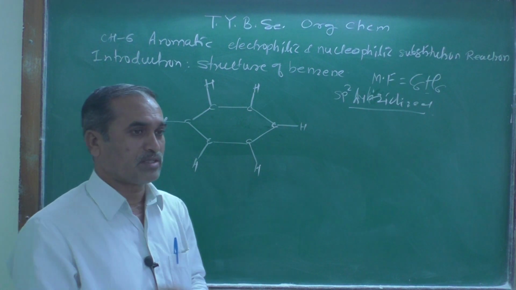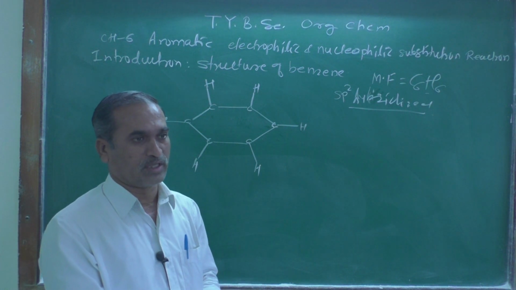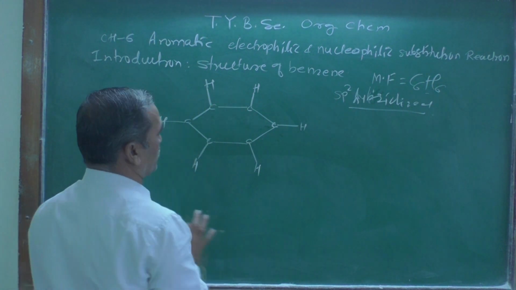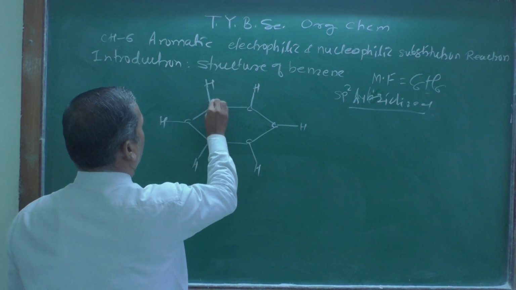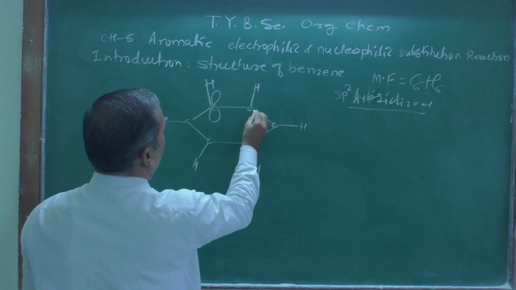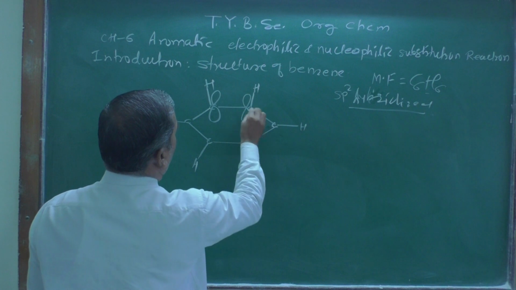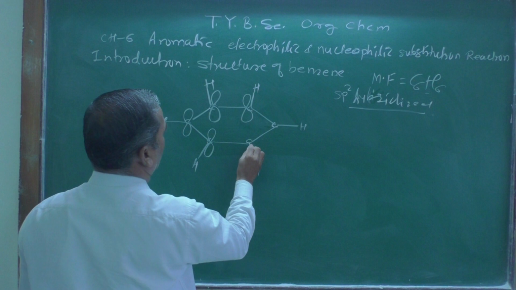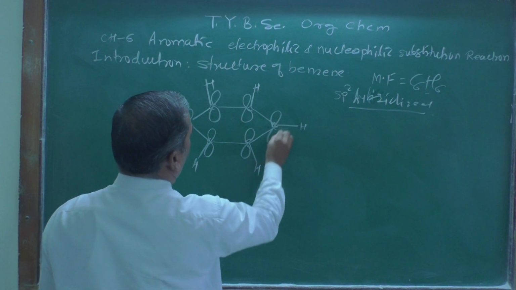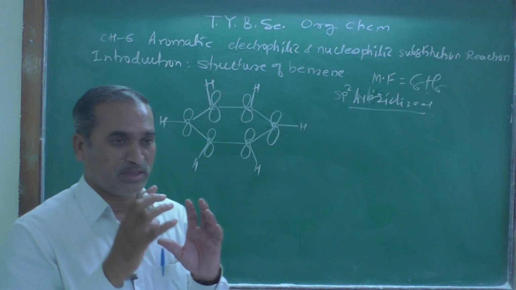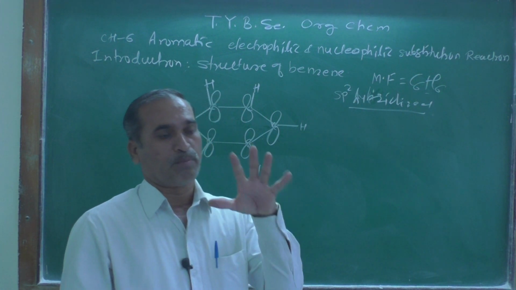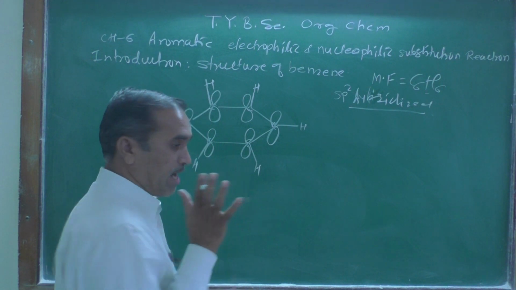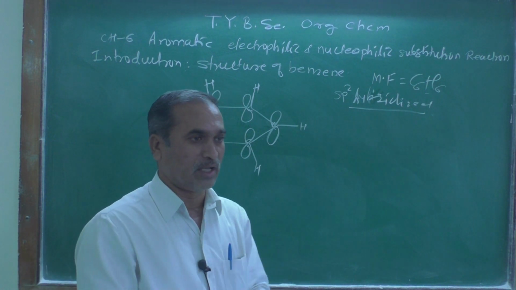Now what remains is an empty p orbital, and as we know, the shape of the p orbital will be like this. So this is a p orbital present there. Each carbon atom has a p orbital, so I am drawing those p orbitals like this, right? And these p orbitals overlap laterally between them.